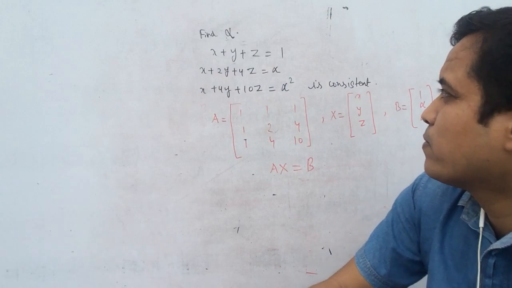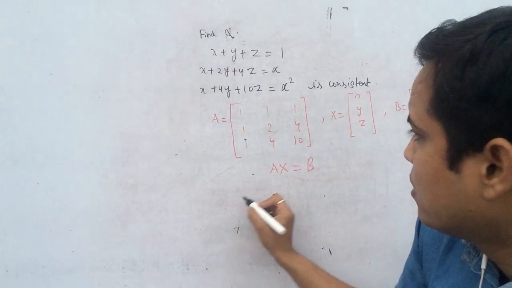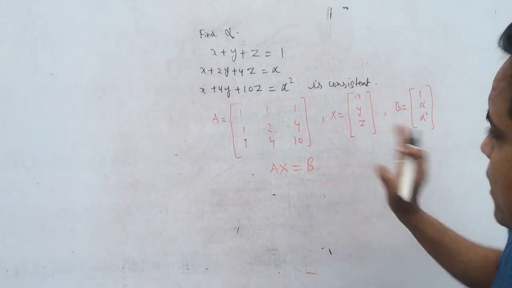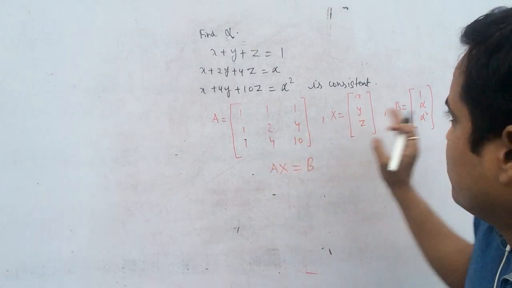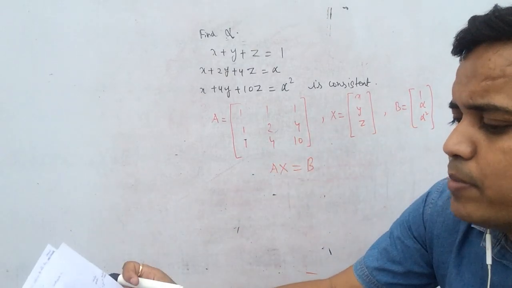Now, it is consistent, means... And what is this? Is it homogeneous or non-homogeneous? It is non-homogeneous because here B is not equal to 0. Okay, so it is non-homogeneous, B is not equal to 0.